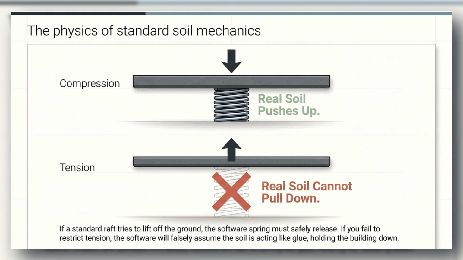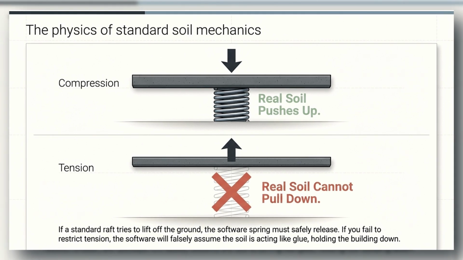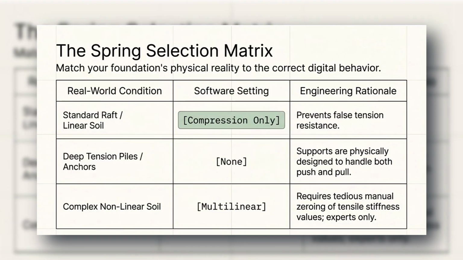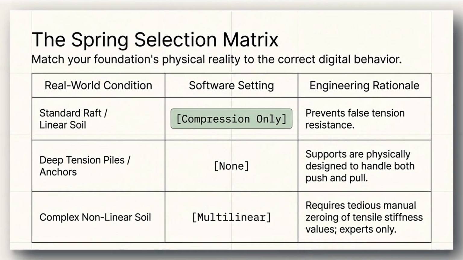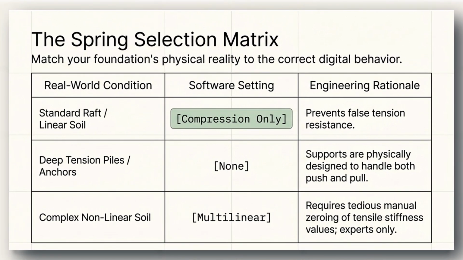If part of your slab tries to lift off the ground, a compression only spring will safely release, simulating real world physics. You only use none if your supports can take both compression and tension, like a raft anchored by deep tension piles. And you only use multilinear if the soil exhibits complex non-linear behavior under both tension and compression. See, if you use multilinear for regular soil, you have to manually set the tensile spring stiffness values to 0, which is tedious and prone to error. So stick to compression only.